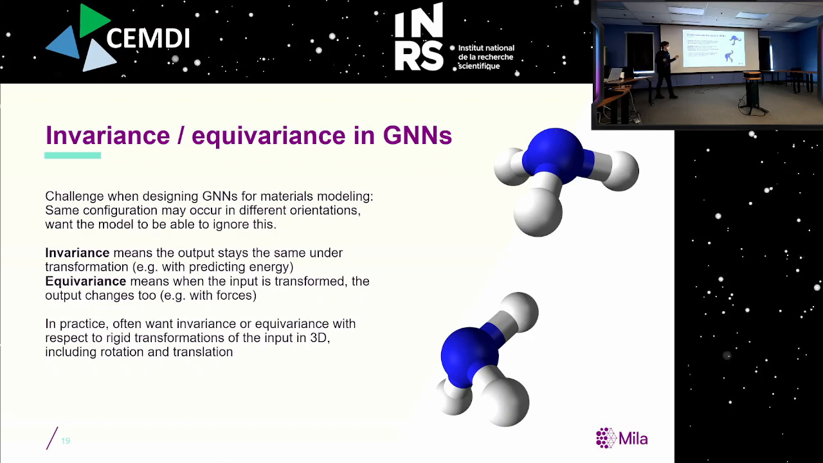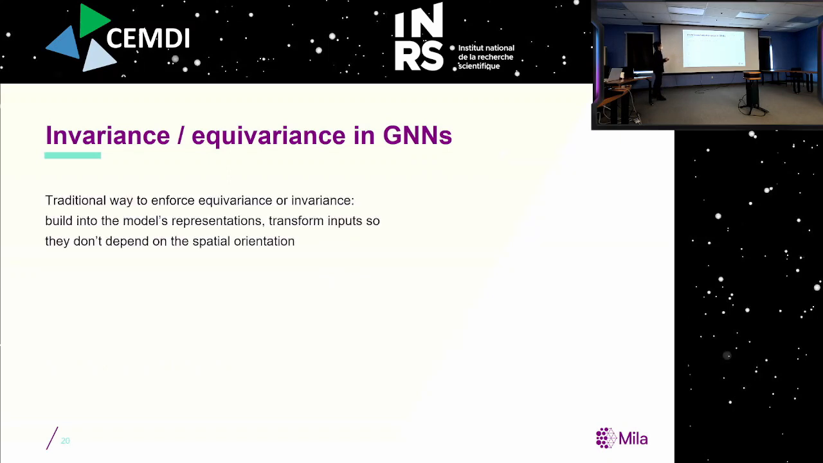In practice, we often want invariance or equivariance with respect to rigid transformations of the input in 3D, including rotation and translation. The traditional way to enforce invariance or equivariance is to build it into the model's representations. You transform the inputs so they don't depend upon the spatial configuration. This might be done in a lot of different ways. You might have seen some of these, like radial basis functions, Bessel functions, Clebsch-Gordan tensor products. It rapidly gets kind of complicated.